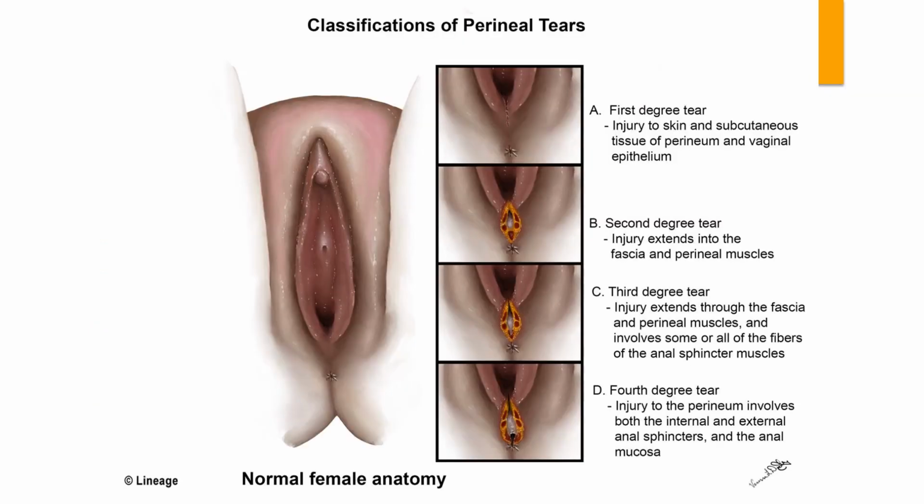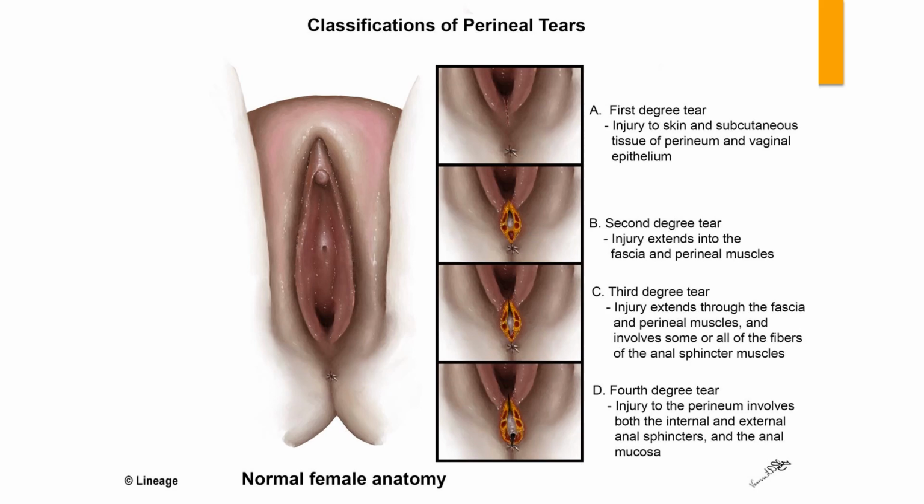Okay, so lacerations or perineal tears. First degree is the most minor. This is injury to the skin and subcutaneous tissue of the perineum and vaginal epithelium. So this is essentially just like a scrape. Sometimes we refer to it as a skid mark. You might hear that. But it's usually a scrape that's usually hemodynamically stable. We can usually put a little bit of pressure on it to stop the bleeding, and they don't require suturing. Occasionally, if it is bleeding, we may need to throw a stitch or two in there.